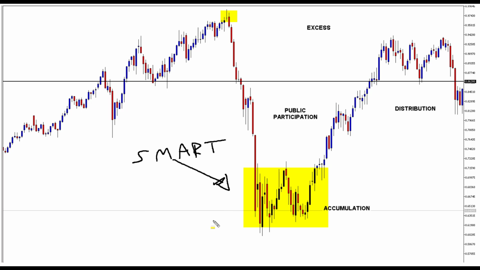Then the next phase we have is the public participation. So at a certain level, accumulation will break. That is the nature of a market. Price action dictates that eventually a range will break. So the accumulation in this case, in a bullish scenario, breaks to the upside. And we can see that happening with these price action candles.